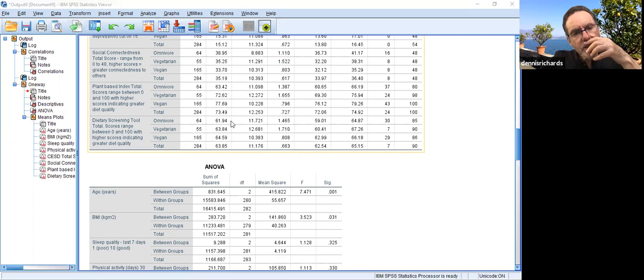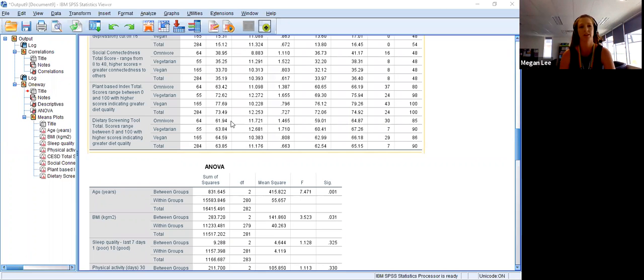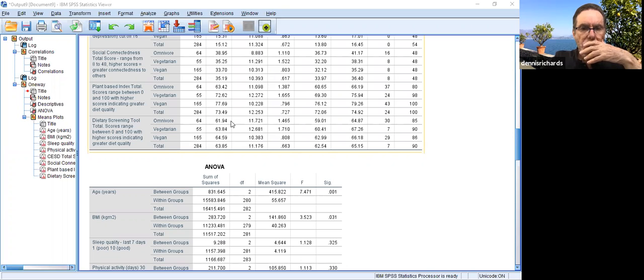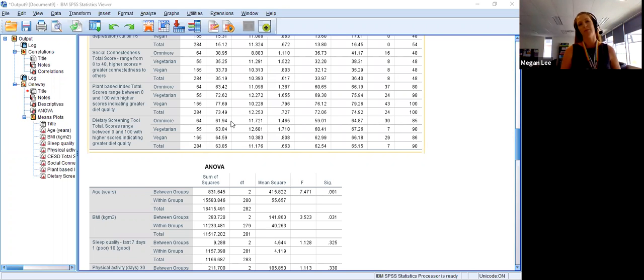Sorry, Megan, is the dietary screening tool based on the government recommendations? Yep, the Australian Dietary Guidelines. It's the pre-validated diet quality tool for Australia. Okay. So we didn't need to mess about and reverse score all those meat, fish, dairy, and eggs, because the vegetarians and the vegans still came out with a higher diet quality than the omnivores.